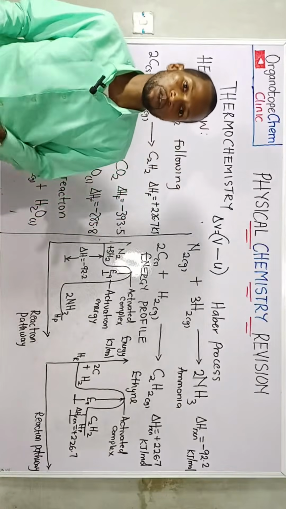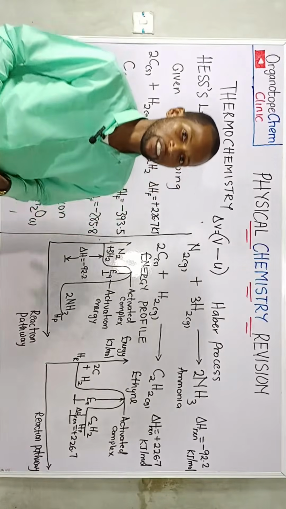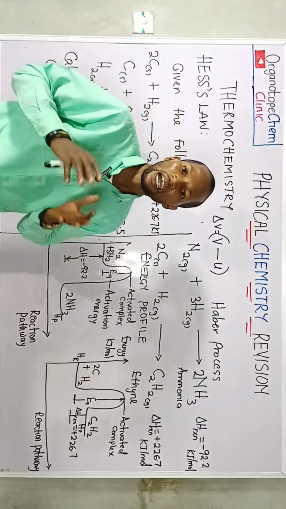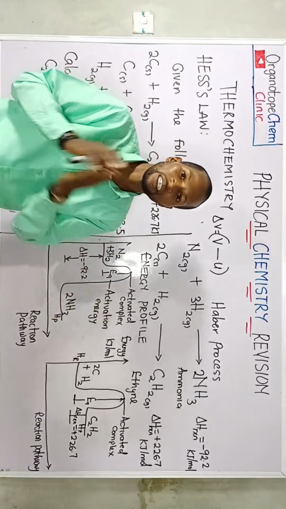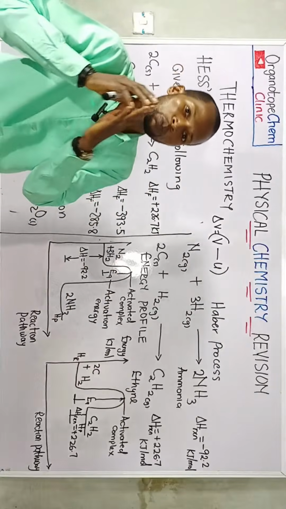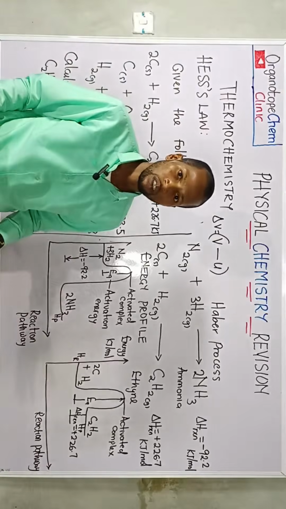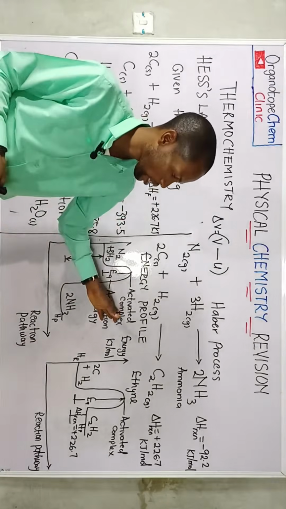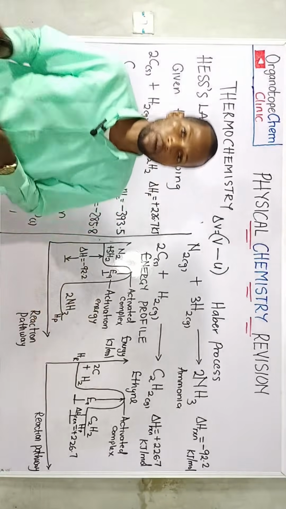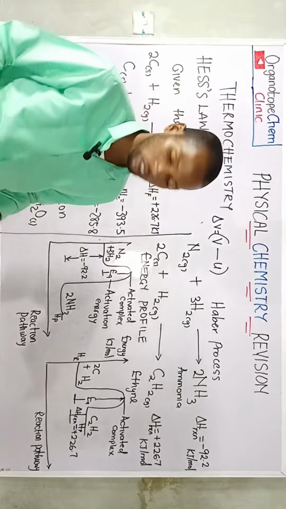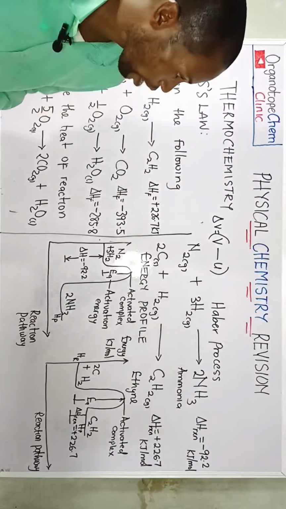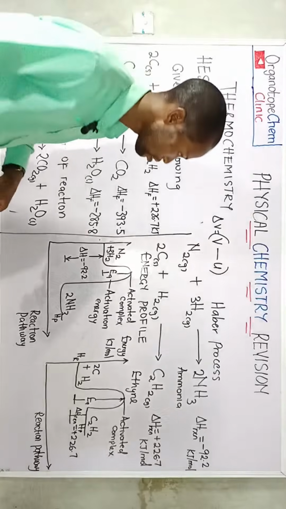The energy barrier is the activated complex. So if you are asked to define activated complex, the activated complex is the barrier that must be overcome during a chemical reaction for product to be formed. Okay, so that is activated complex. While the activation energy is the minimum amount of energy that is required to overcome the energy barrier.